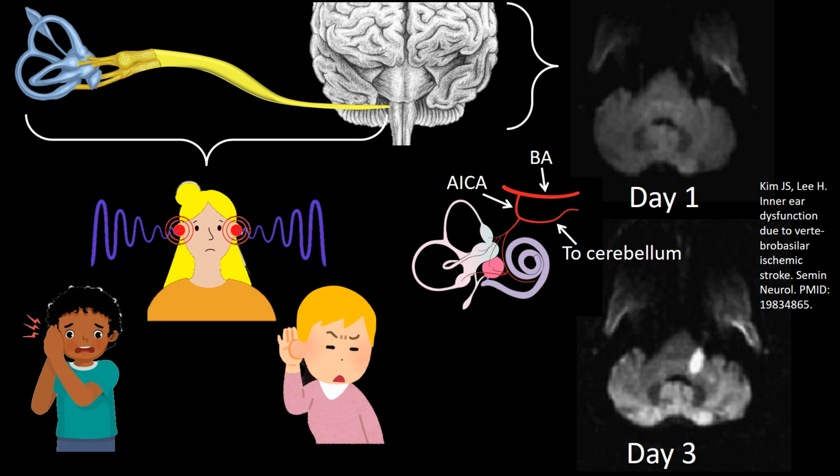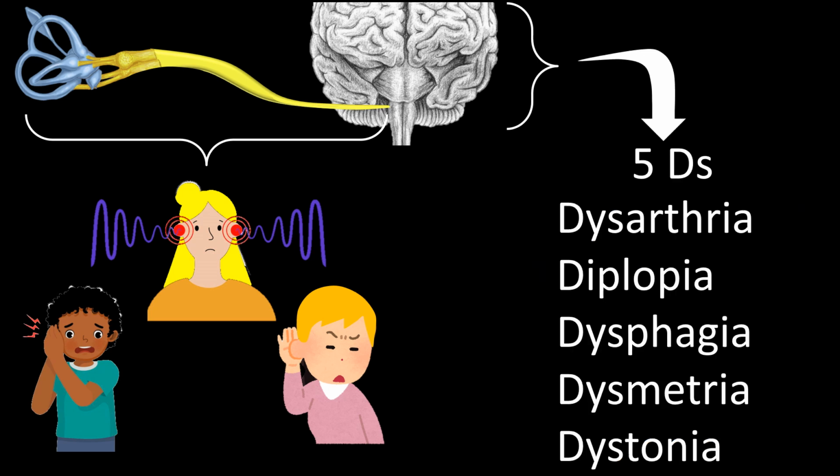It is important to remember that in some cases the stroke may not be evident on day 1 by MRI, but will be detected by MRI on day 3. Central nystagmus should be suspected in any patient with the 5 Ds: dysarthria, diplopia, dysphagia, dysmetria, or other forms of cerebellar dysfunction such as ataxia and dystonia.